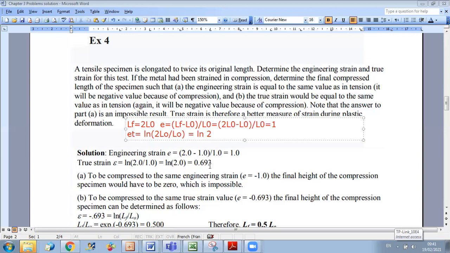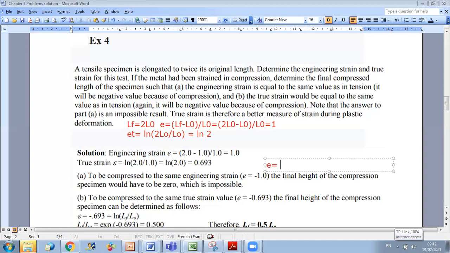Now, what they are asking is, in case I do the compression test instead of the tensile test, but I obtain the same value of engineering strain, of course with the negative sign, because you know that in compression, engineering strain is negative, and also true strain is negative. So if we apply this, to have e equal -1, what is the value of e?